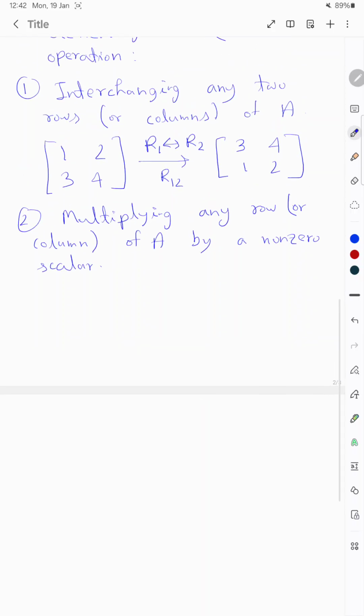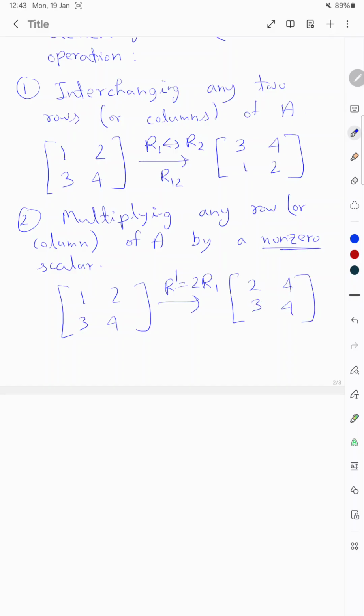Okay, so how does this type of thing look? For example, suppose you have 1 2 3 4, and you are doing an operation. Suppose r1 dash will be 2r1, so that means your 1 2 will be multiplied by 2. Okay, so it will be 2 4 3 4 like that. Remember, this scalar is non-zero; you cannot multiply with 0. Okay, this type of operation.